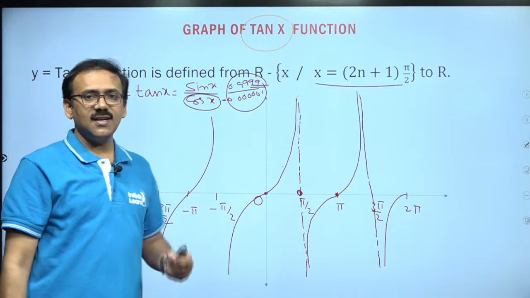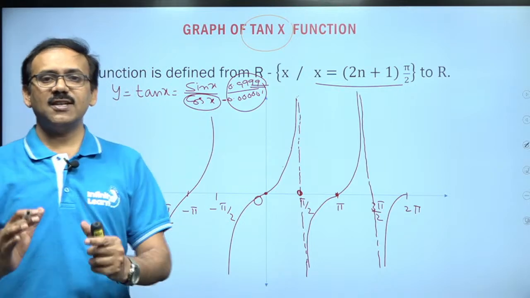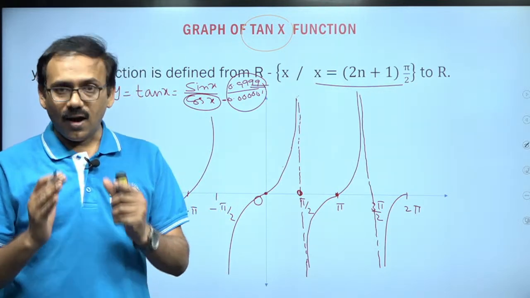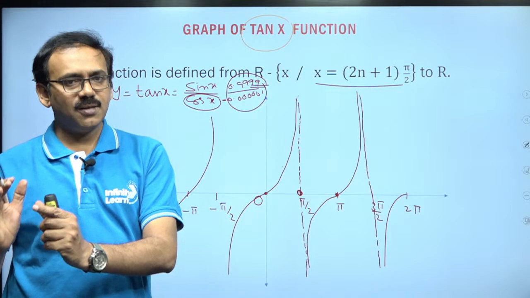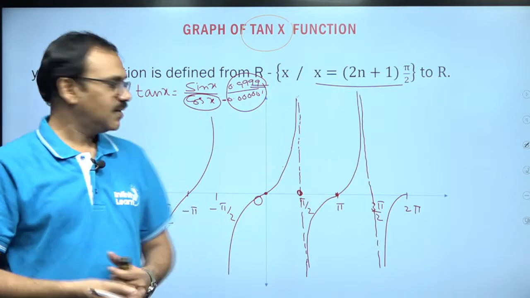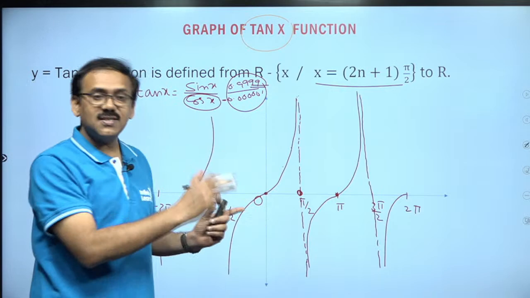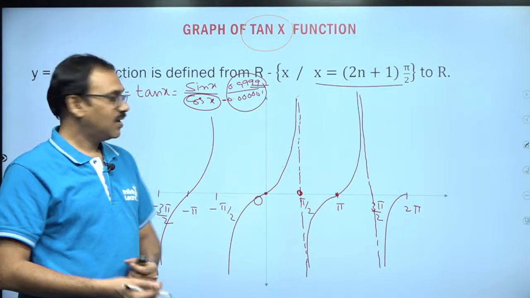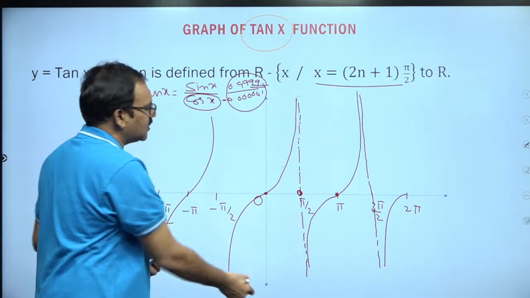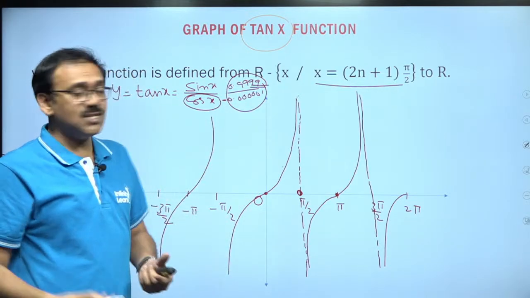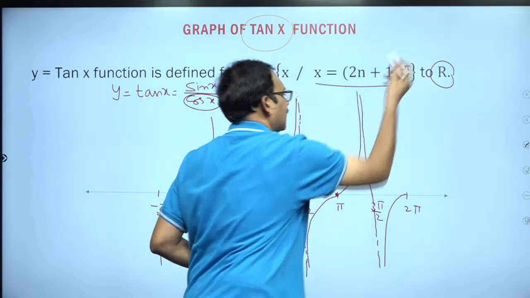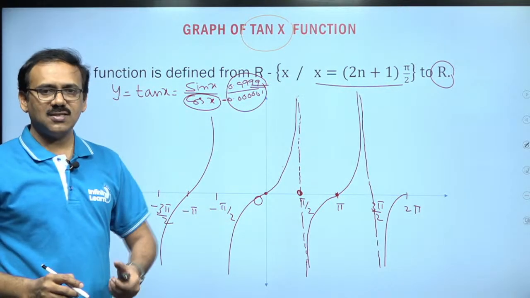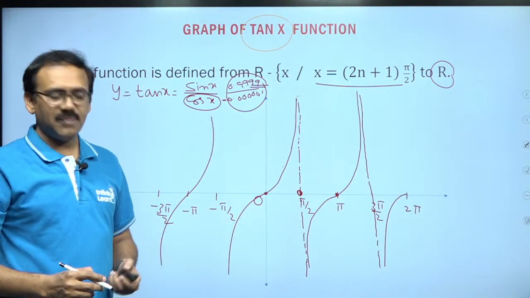From this, what can I say, dear student? What are the important points related to tan x function? Its domain is R except odd multiples of pi by 2, point number 1. Within its domain, it is continuous. It is discontinuous at odd multiples of pi by 2. Its range, you see on y axis all values are covered, its range is R, right. So, these are the important points that you need to master at the graph of tan x function, my dear students.